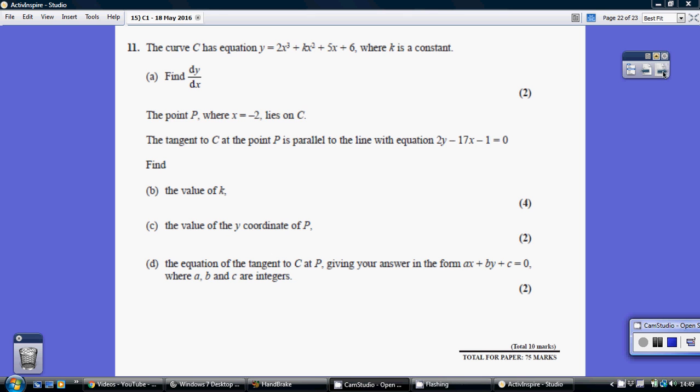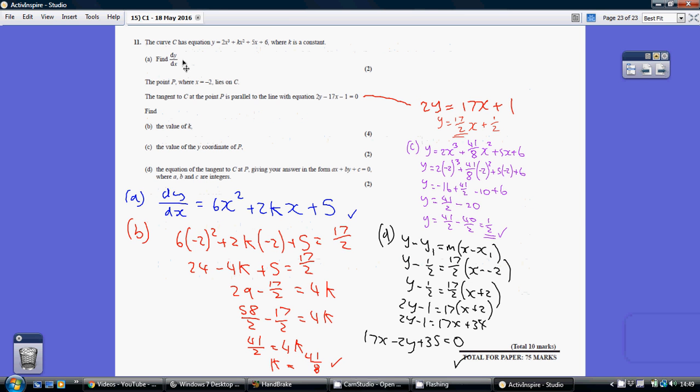Question 11. So to find dy/dx of the curve, we just have to differentiate it. So multiply by the current power, then reduce the power by 1. So this becomes 6x squared plus 2kx plus 5. So that's the answer for part A.